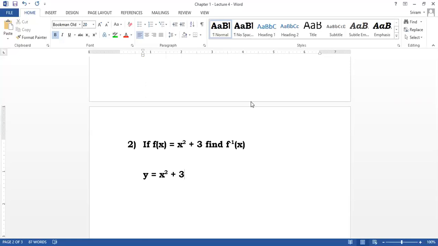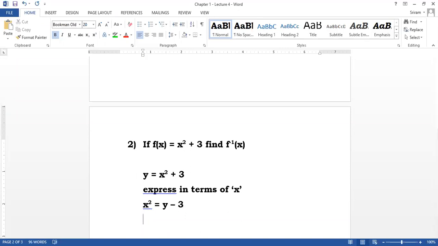Now I am going to express this equation in terms of x. What is the meaning of this? When I take x squared, it is equal to y. When I take plus 3 to the opposite side, this will become minus 3.